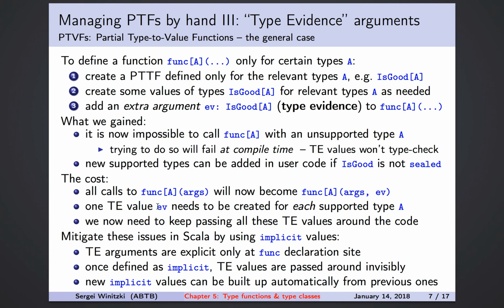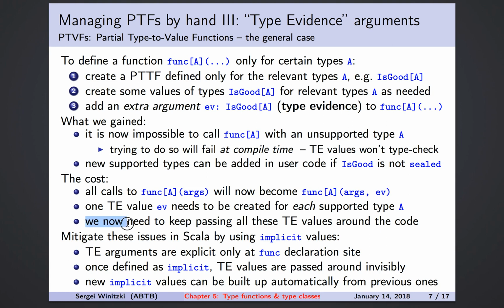Now this value, this evidence or type evidence, is a value that we need to create for each supported type A. So if you have 15 different types that we want to use, we need to create 15 different values. A lot of code, and that code is probably going to be very straightforward, just automatic kind of code, which software engineers call boilerplate. Boring code that still needs to be written.